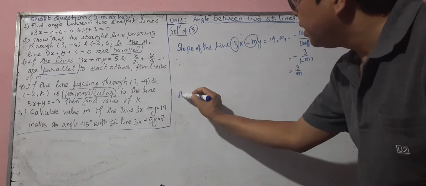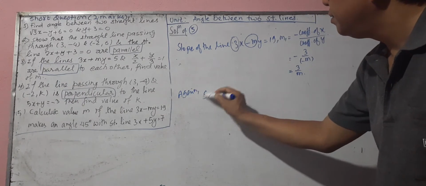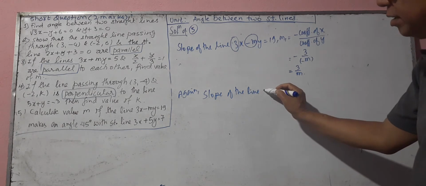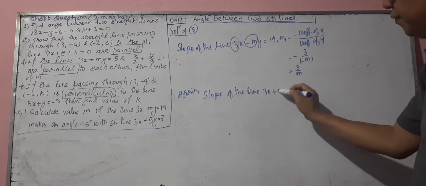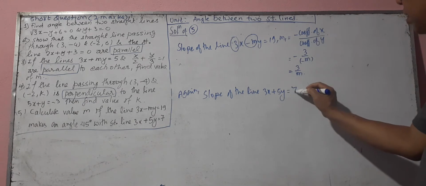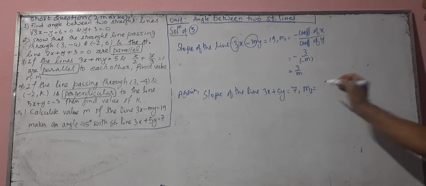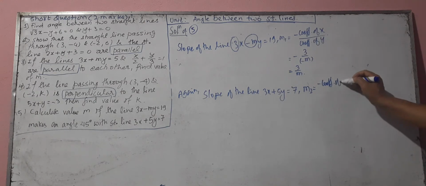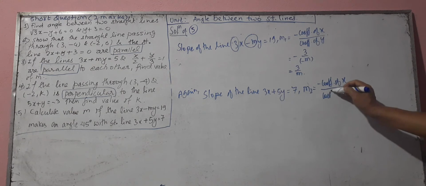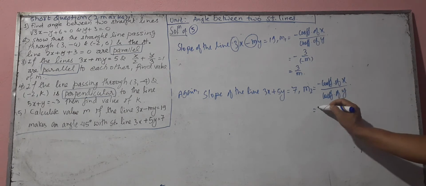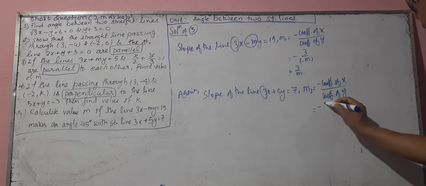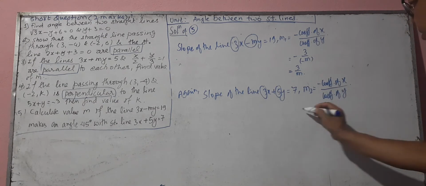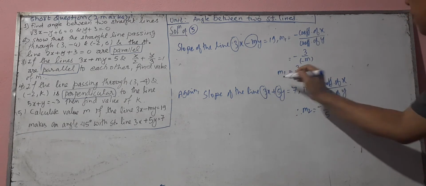Similarly, again we find the slope of another line. The slope of the other line, 3x plus 5y equal to 7, let it be m2. And this equals, by the same formula, minus coefficient of x by coefficient of y, that is minus 3 by 5. This is m2 and this is m1.